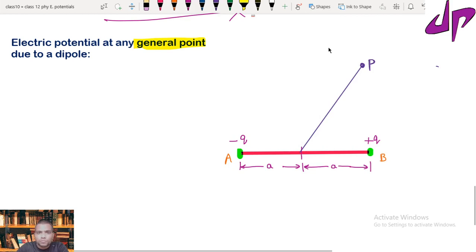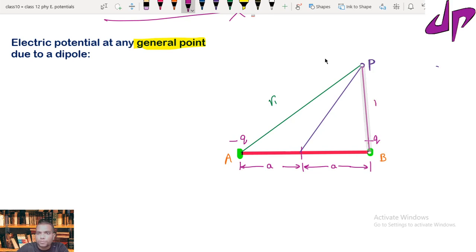Now from charge minus Q, the point P is at a distance of R1. From here to here you can take the distance as R1. And similarly from this side, from point B, the distance from the charge to P is R2.